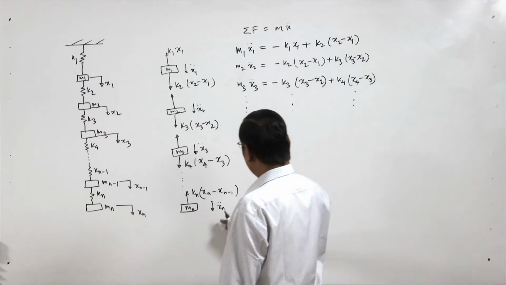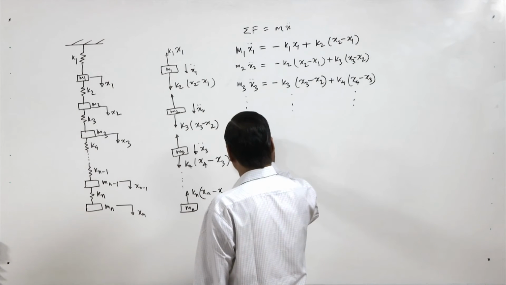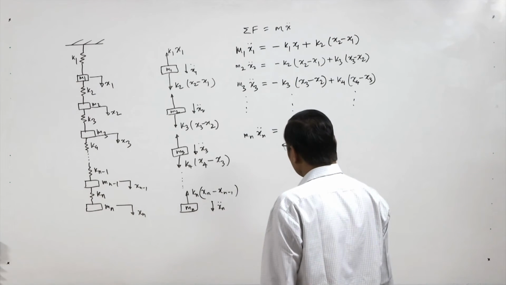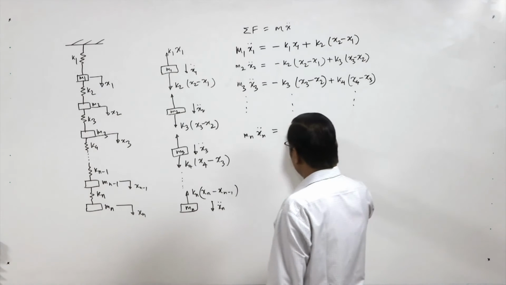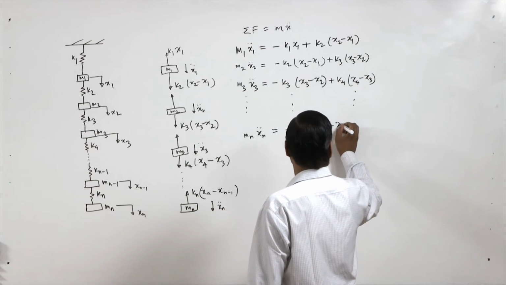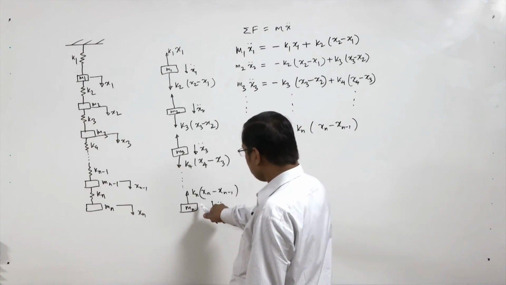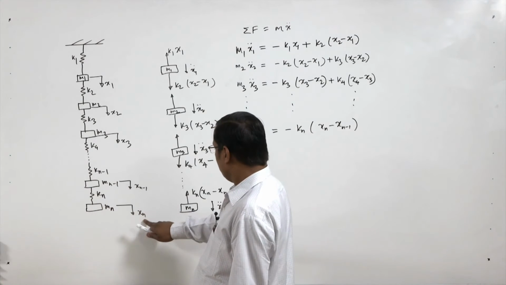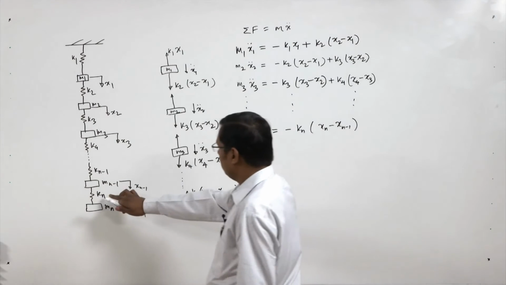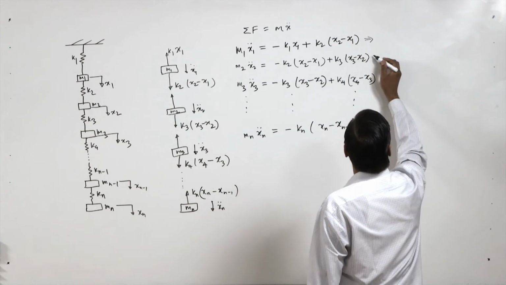So we can write for this mass Mn, mn xn double dot equal to minus kn (xn minus xn minus 1), because here is the mass n minus 1, so the relative motion xn minus xn minus 1 into kn. Now we have to adjust these terms.